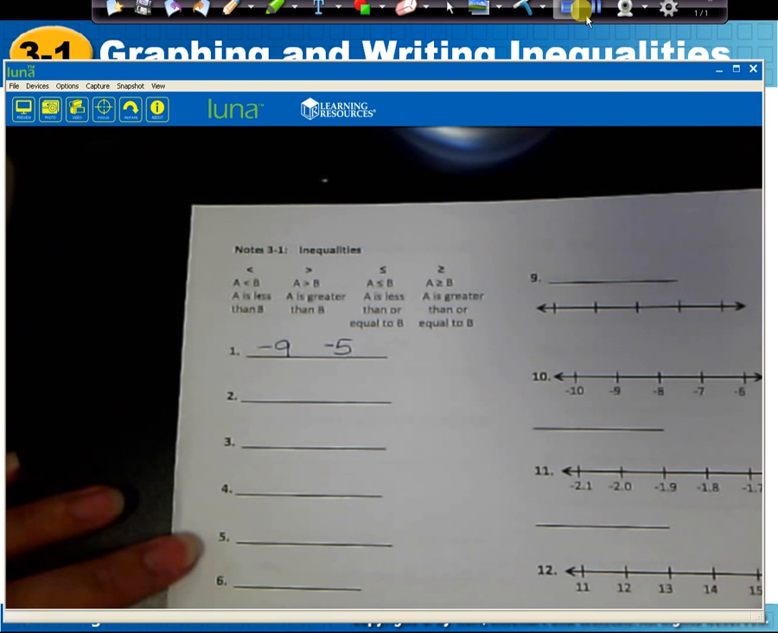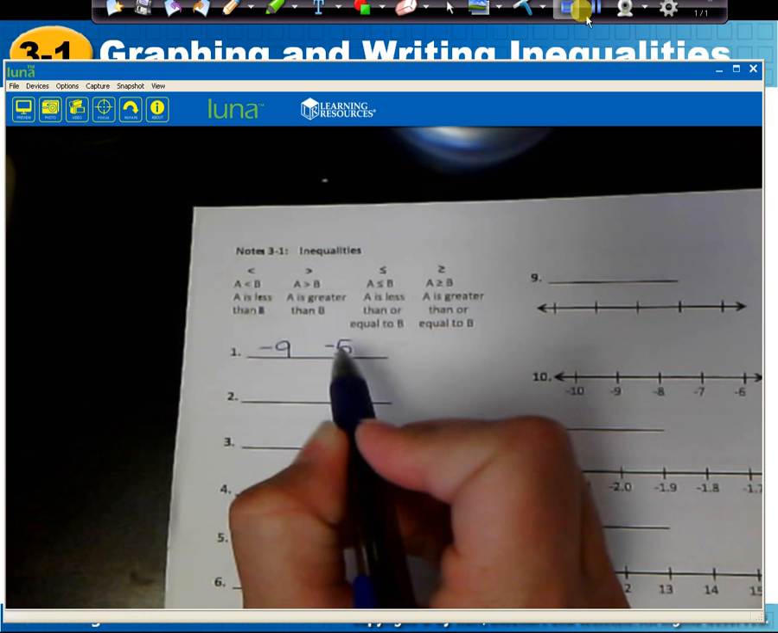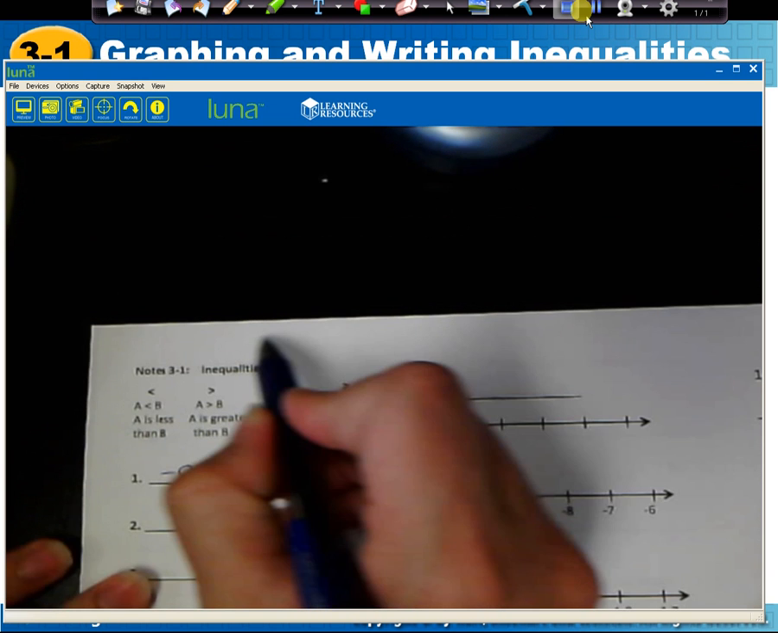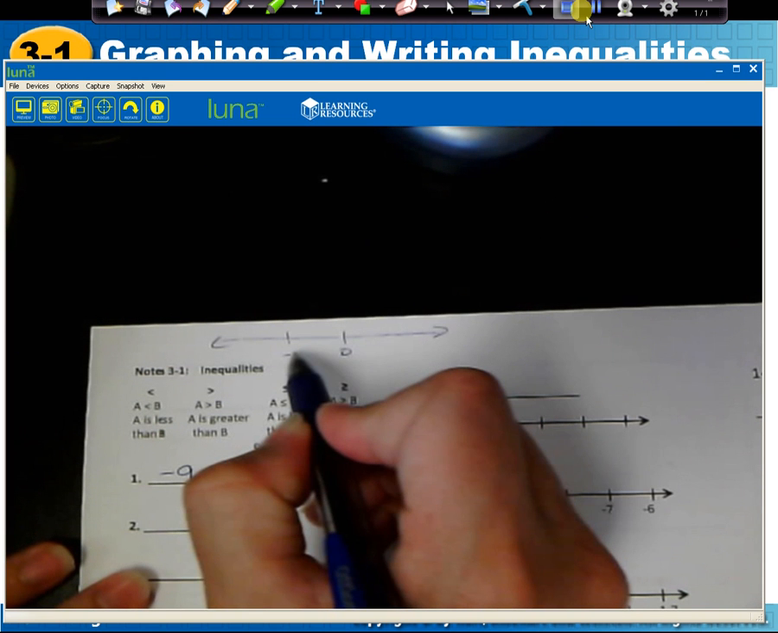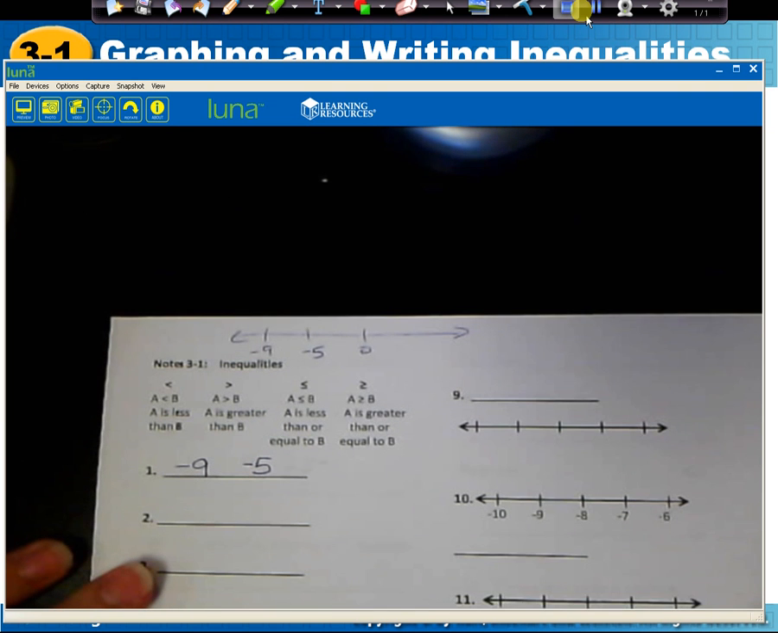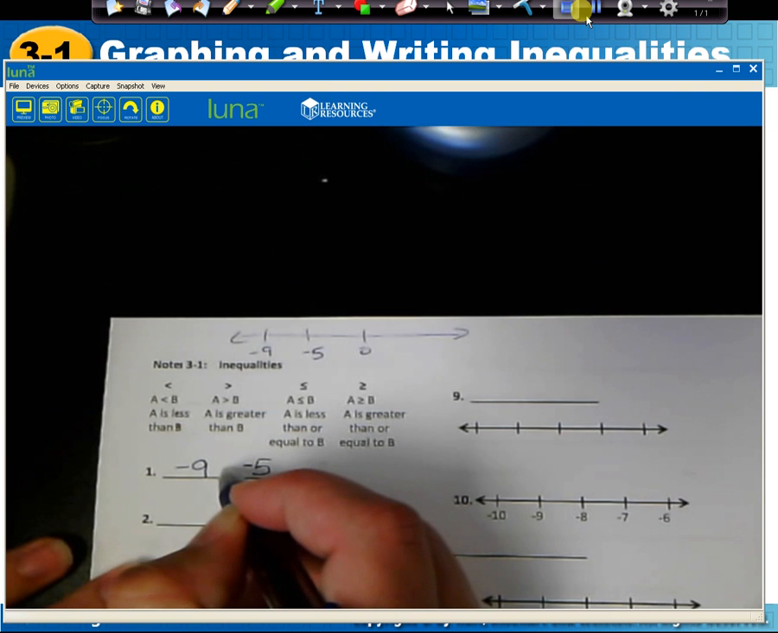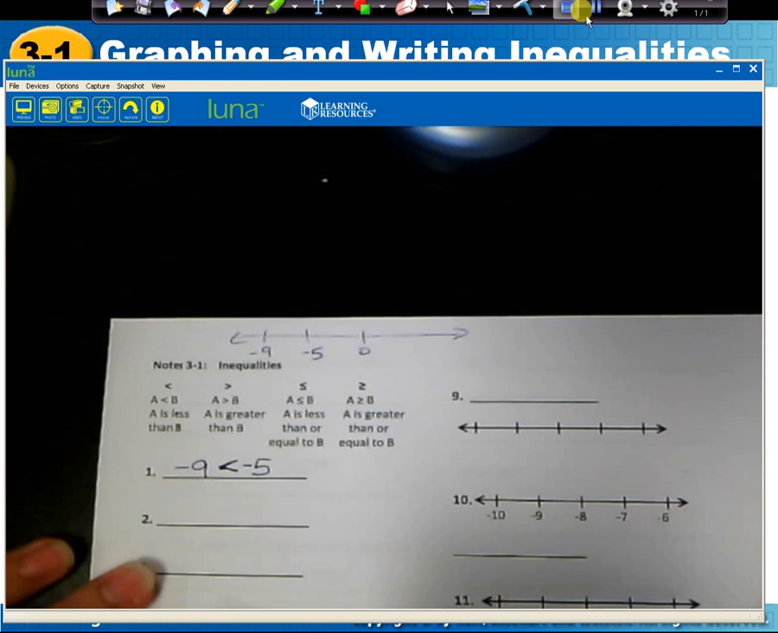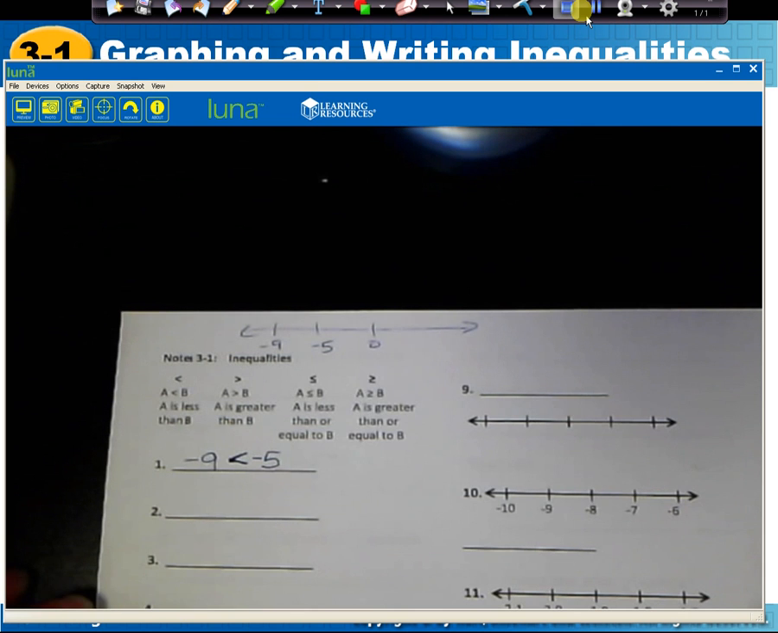So we know that -9 is further away from 0 than -5. If we were looking at a number line, we have 0, -5, and then down here somewhere, -9. So -9 is less than -5, which means -5 is a bigger number, and the alligator wants to eat the bigger number. So put in the less than sign there.